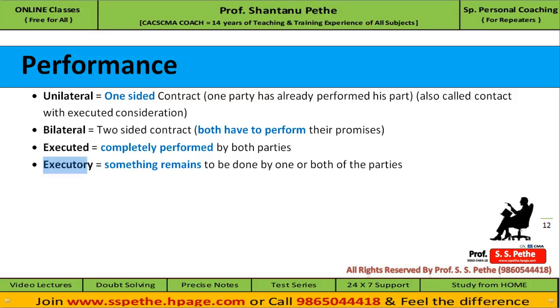Now let's see executory contract. It means a contract where something remains to be done by one or both of the parties. It means something has already been done and something is still to be done. Something is left to be performed. So it is called an executory contract.